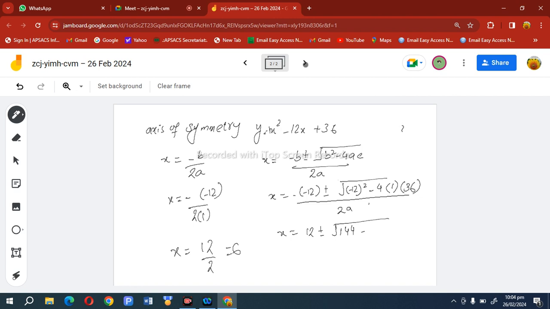So x is equal to 12 plus or minus the square root of 144 minus 4 times 36, which is 144, over 2a, which is 2. So the x-intercept you will get is 6, which is your axis of symmetry. It means that you're doing it right if your axis of symmetry is the same as your x-intercept.